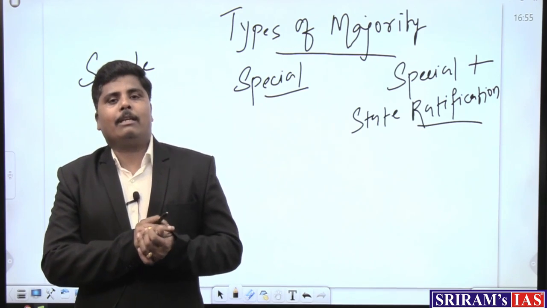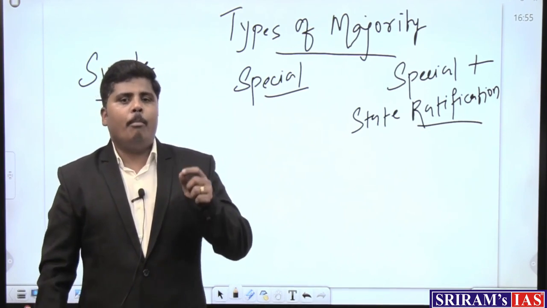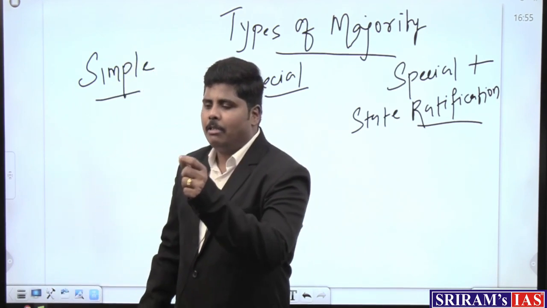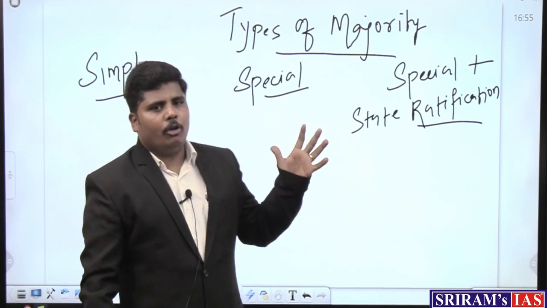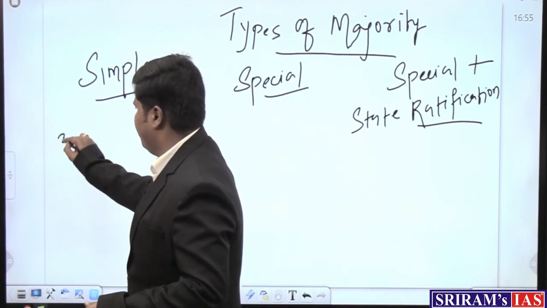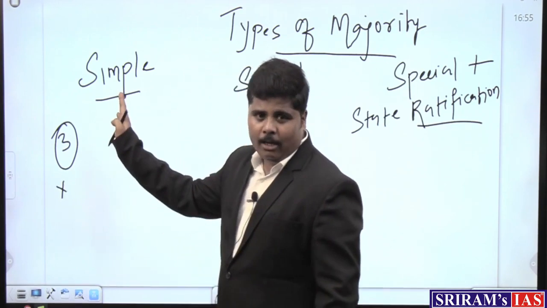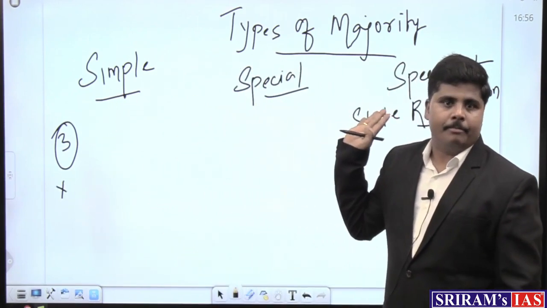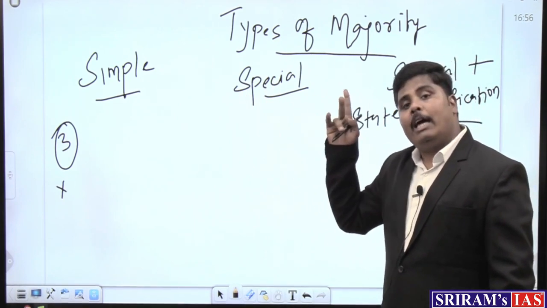Sir has taught me in the class there are 3 types of majority. When a question comes in the exam, how many types of majority are mentioned in the Constitution of India? The whole class will believe 3, since that information has been taught. Come on, we will write the answer as 3. But when you come home and check, this will become a wrong statement. 3 is there only for our understanding. For our perspective to understand the majority, we have 3.